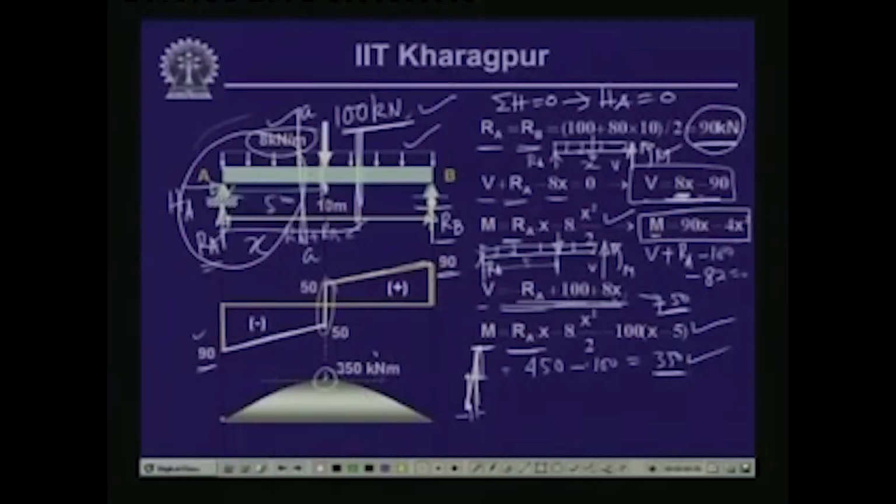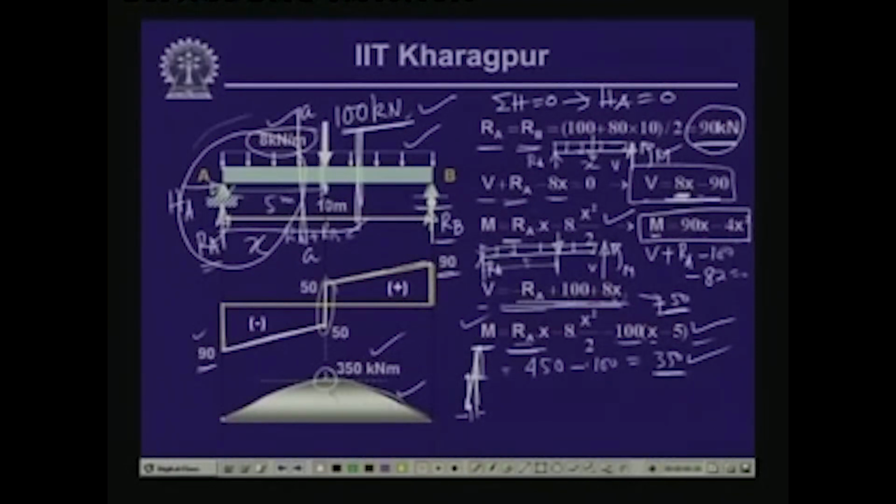So, this is the magnitude of 350 kilonewton meter, and if you compute the bending moment with this expression again, when x is equal to 10 meter, you will find that M is equal to 0. This is 10 minus 5 is 5, this is 500, and this is 10 square means 400, and this is 900. So, this gives us 0. And this is a parabolic distribution. So, this is the bending moment diagram for this particular loading.